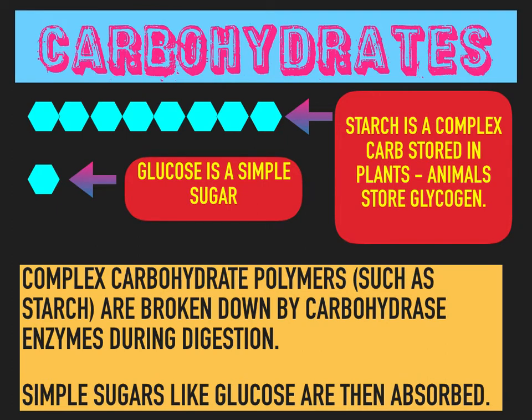During digestion, carbohydrase enzymes are able to break apart the large polymers of carbohydrates. This results in simple sugars being produced. These are soluble, so they can be absorbed.